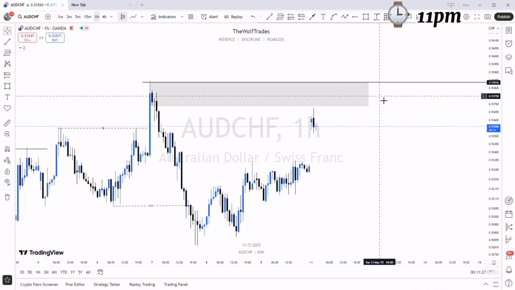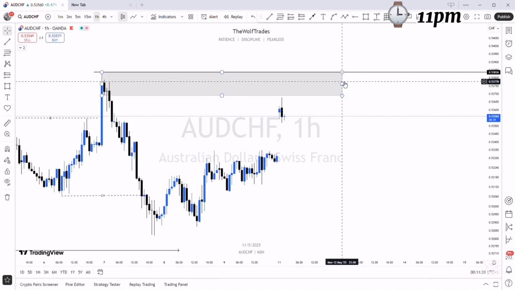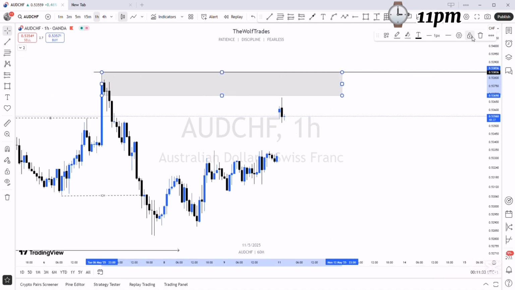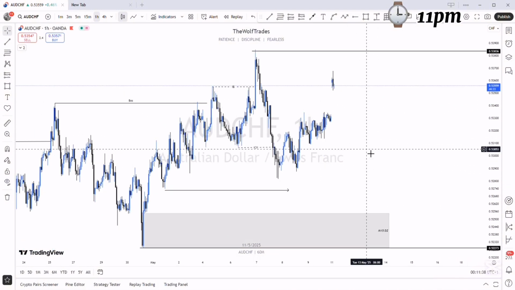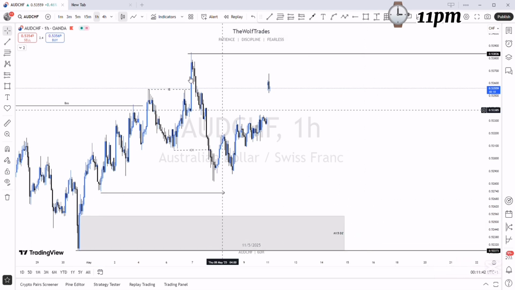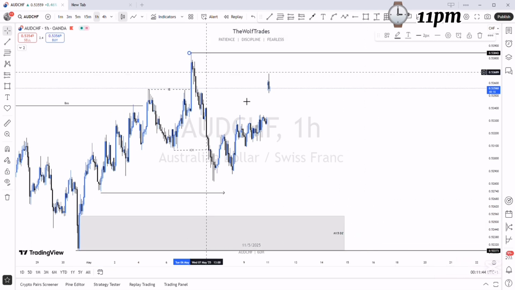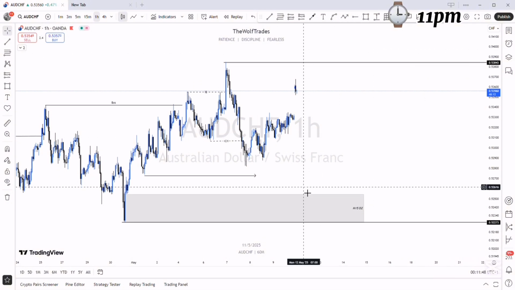But I'm not counter trading right now. I'm not looking for any opportunities right now. It's very late. It's 11 p.m. and I'm not looking for any trade right now. So yeah, that's my high and that's the low. That is my trading range for the day.